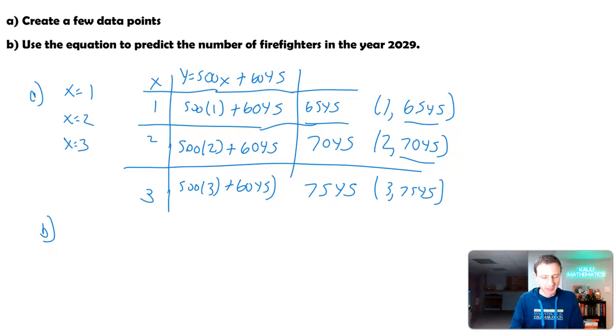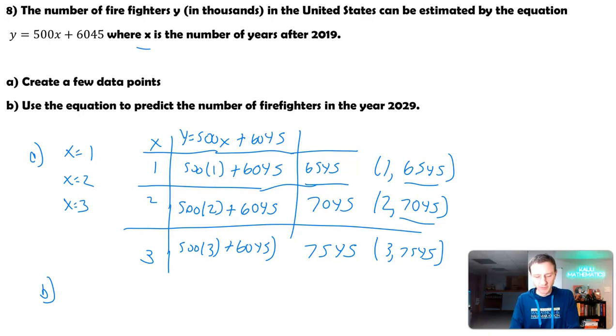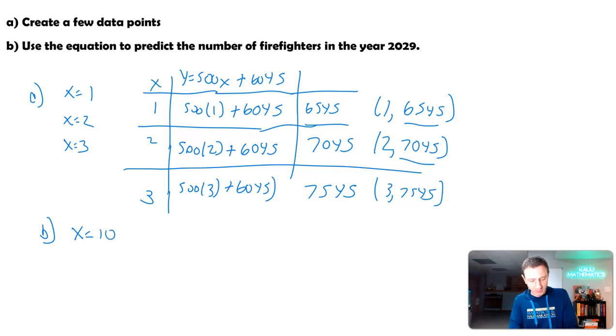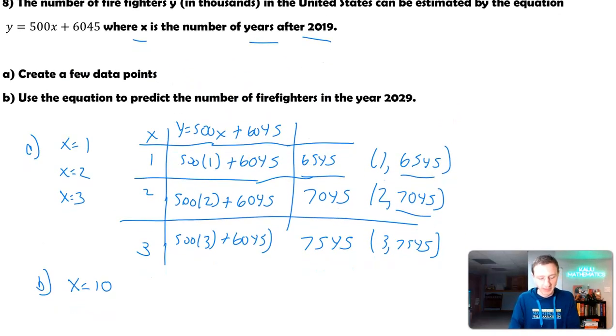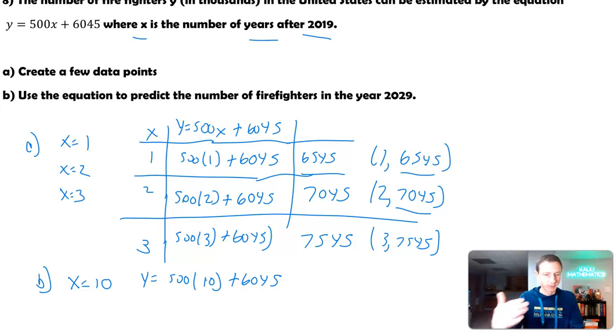Letter B is asking us to predict the number of firefighters in the year 2029. x is the number of years after 2019. So if we're trying to predict the year 2029, you have to think about how many years 2029 is after 2019. That means we are going to plug in x equal to 10, because it is 10 years after 2019. So I'm going to do y equals 500 times 10 plus 6045. And then that will be our prediction 10 years after 2019 based on this model that we have here.